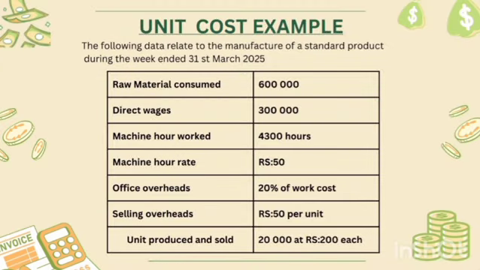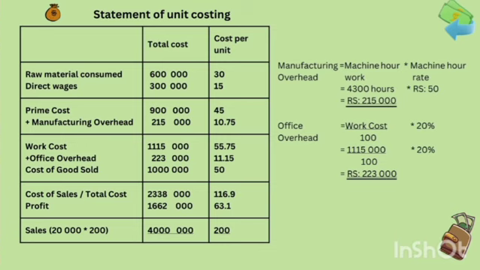Unit cost example. The following data relate to the manufacture of a standard product during the 6 weeks ended 31 March 2025. We can obtain the information from the chart below. Let's now see how to make this based on the given details. First, we need to draw a chart with 3 columns. Make the first one a bit larger and the other two smaller. After that, we write statement of unit costing at the top of the chart.